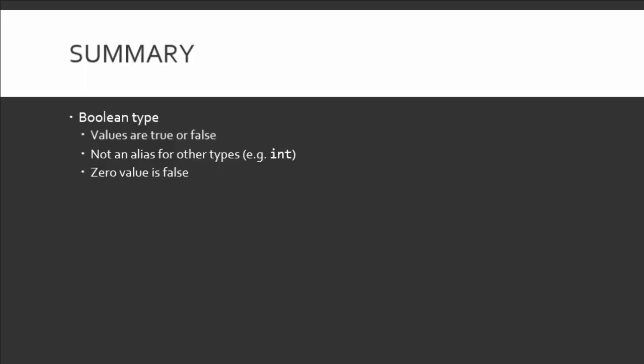So in some languages, a Boolean is actually an alias for an integer, so you might use like -1 for true and 0 for false. In Go, Boolean is its own type, so you can't convert back and forth between integers and things like that. You're going to have to work with Booleans as their own type. We also talked about the zero value for a Boolean is the value false. And so if you initialize a Boolean and don't set a value for it, it's going to receive the value false.